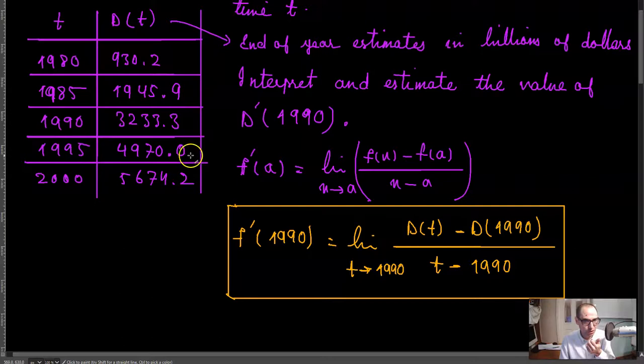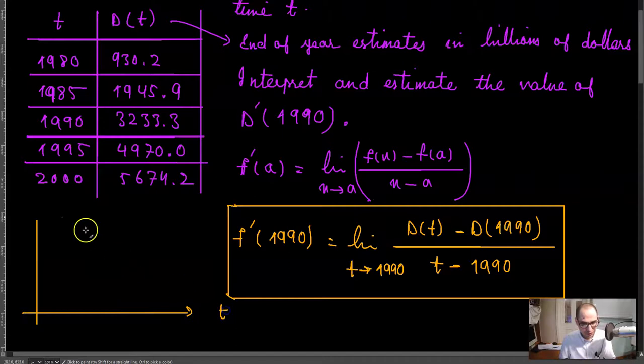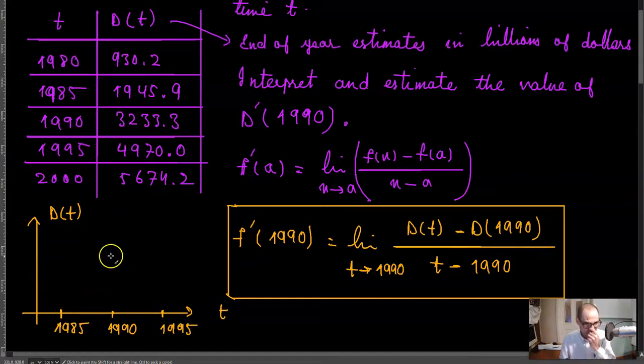At t equals 1995, we have the value of the function, right? So what I could do is imagine that this is t and this is D of t, right? And you could imagine that this is, for example, 1985, this is 1990, and this is, for example, 1995. And you can see that these values are increasing, meaning that roughly the output of the function is over here, then it's increasing like this, and then it's increasing something like this.